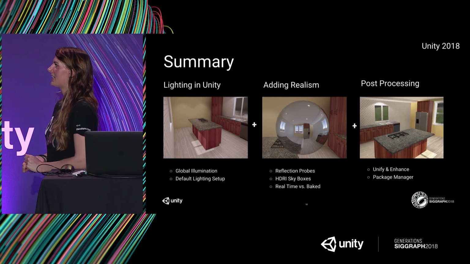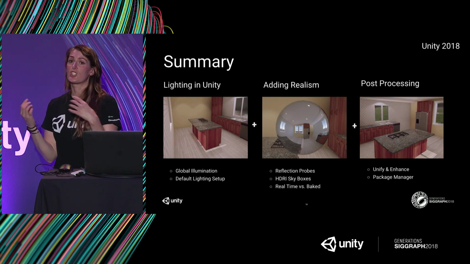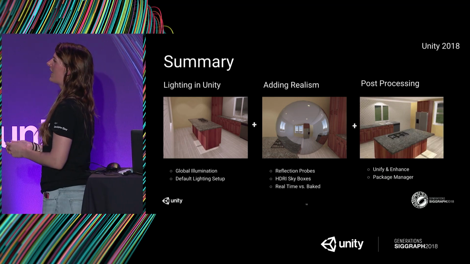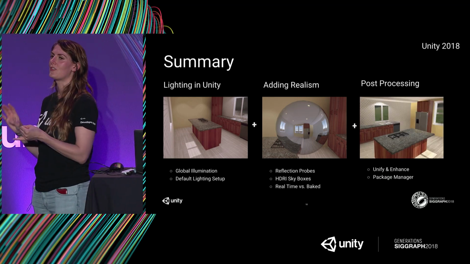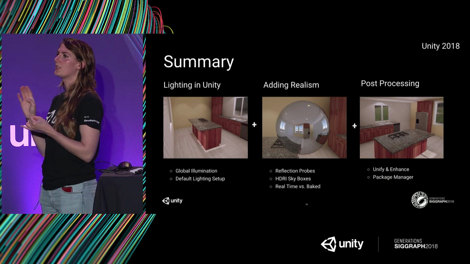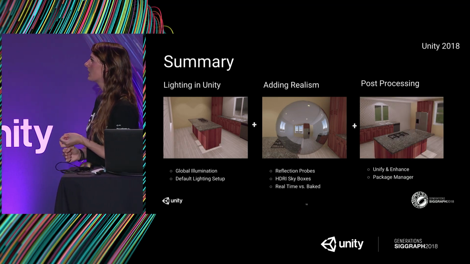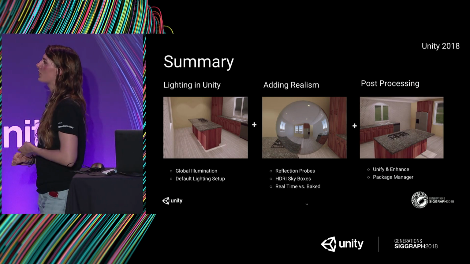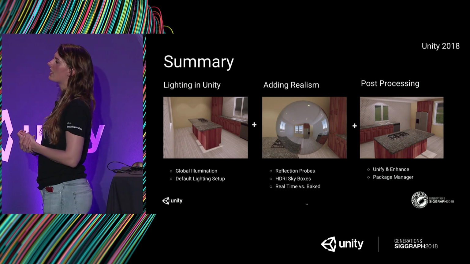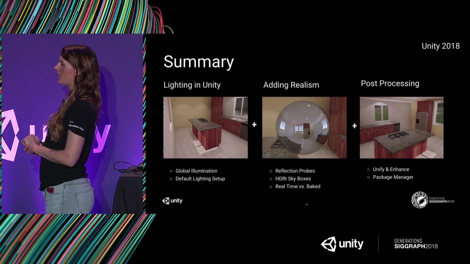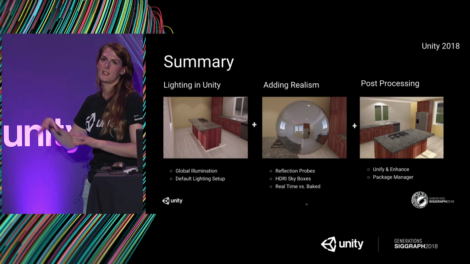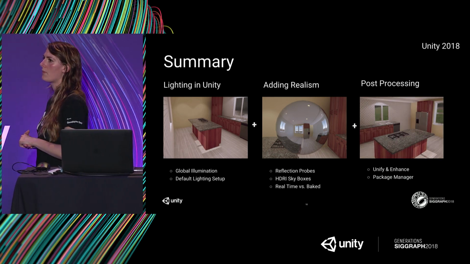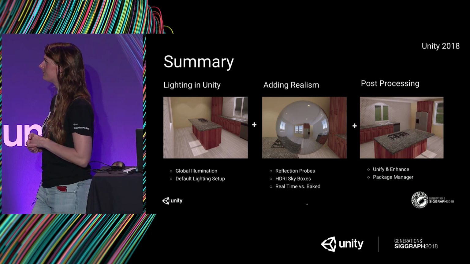Then we had this idea of what could we add to the scene that's super quick that we can tweak to just add realism straight away. And that was the introduction of the HDR Skyboxes, which you can get on the Asset Store for free, and different lighting types, and also the use of reflection probes for more realistic reflections. Then we looked at real-time versus bake lighting, depending on your project and what hardware you're targeting.